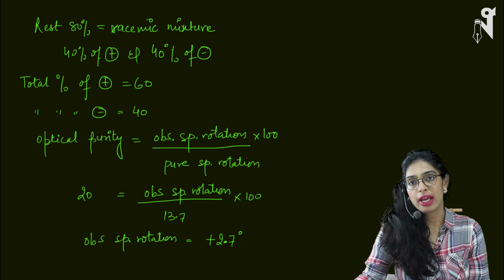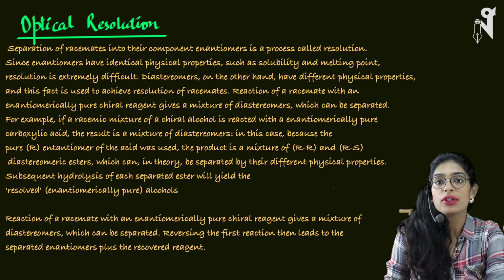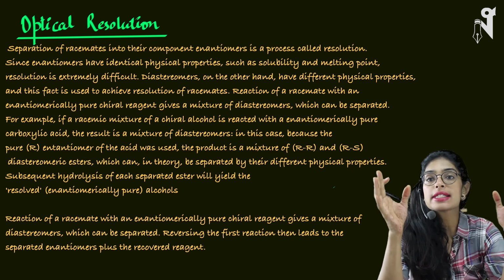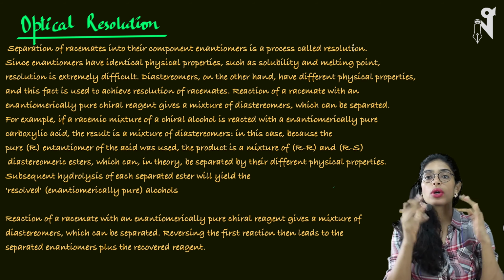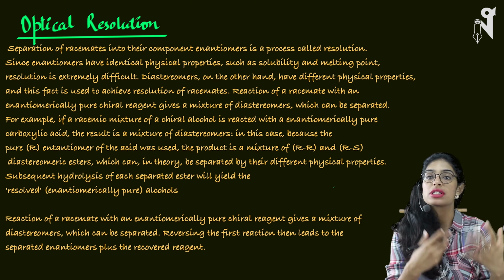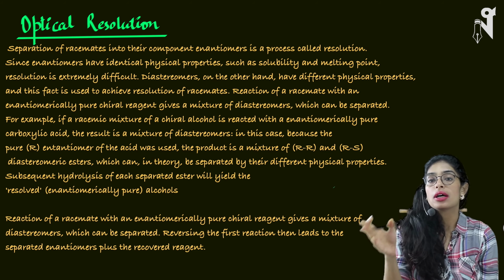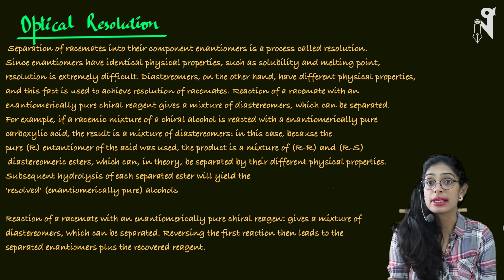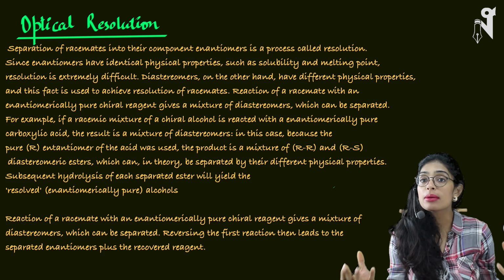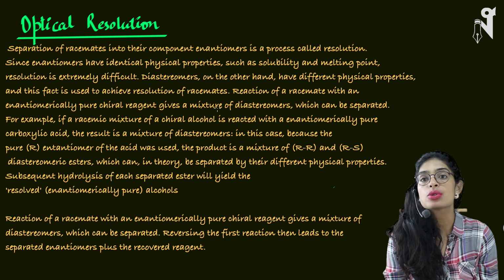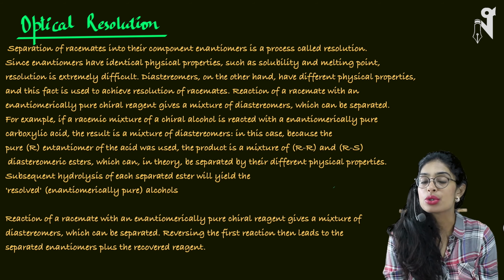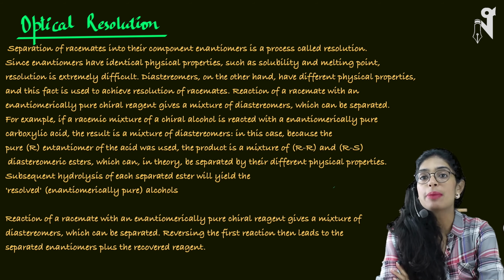Let's see what's next. Let's start with optical resolution and first understand what exactly it is. We have understood what enantiomeric excess is and what a racemic mixture is. If I have a racemic mixture, I will have two different enantiomers over there, R and S. And in case we need to separate them out, the methodology we use is called optical resolution. So what exactly is the pattern we follow?